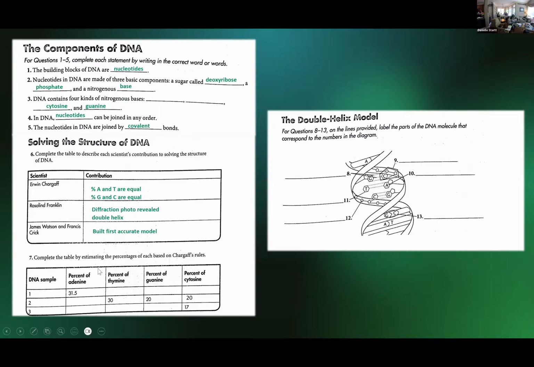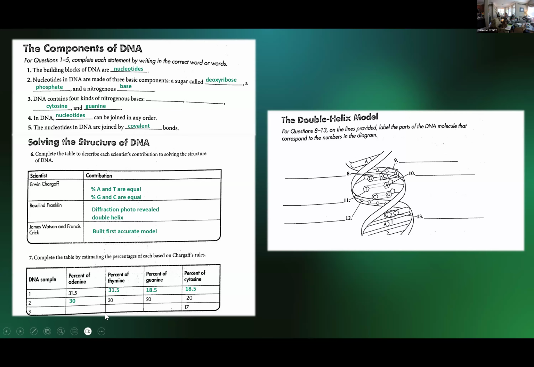So if your percent of adenine is 31.5, then your percent of thymine is going to be, you said, 31.5. And that tells you that guanine and cytosine are going to be what percent, Eunice? Yeah, 18.5 and 18.5, right? Okay, so how about this one? If you've got 20% and 20% in your guanine and cytosine, 30% thymine, how much of your molecule is going to be adenine? Barrett? 30, very good.